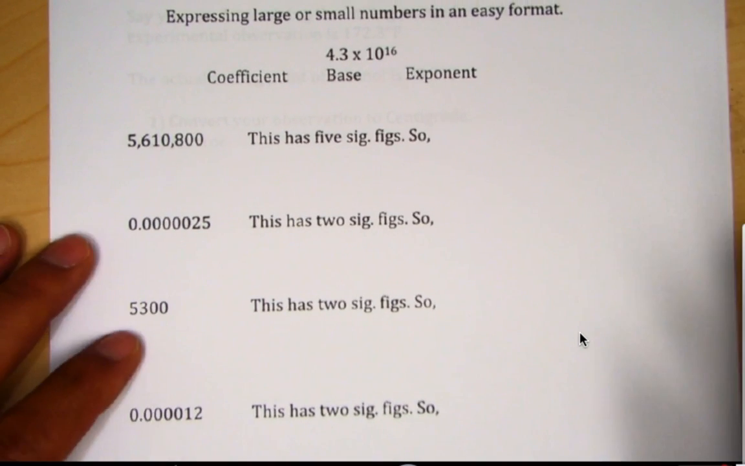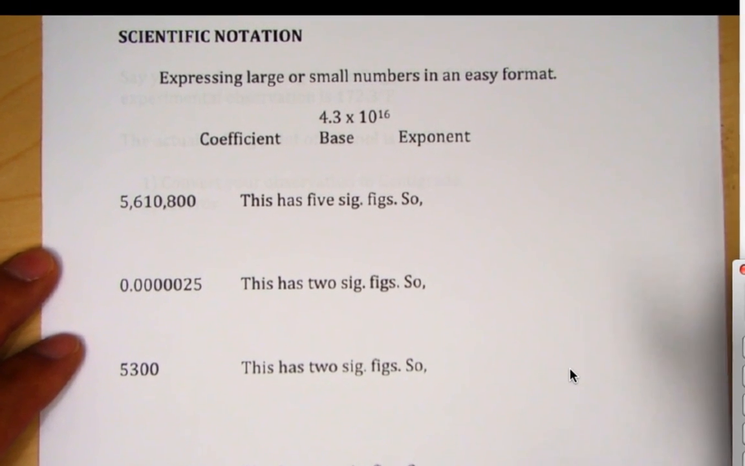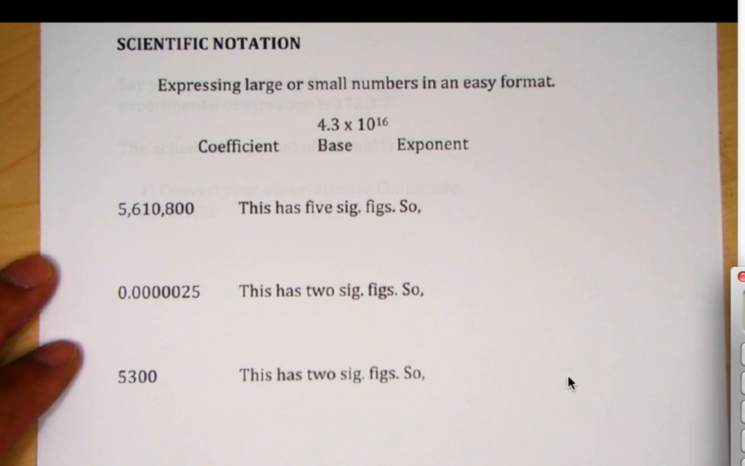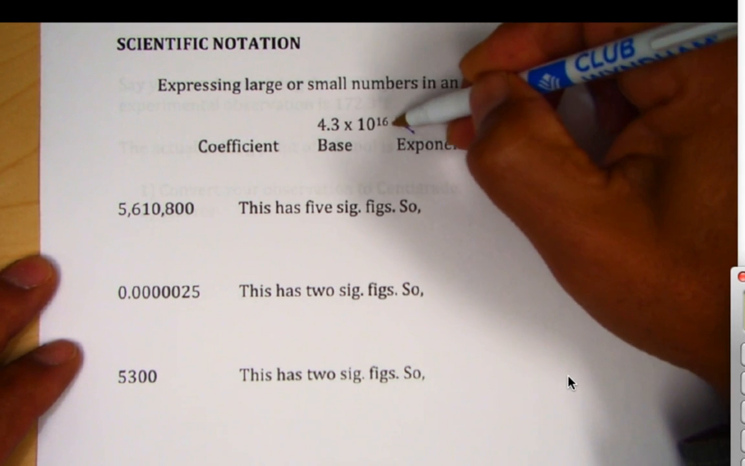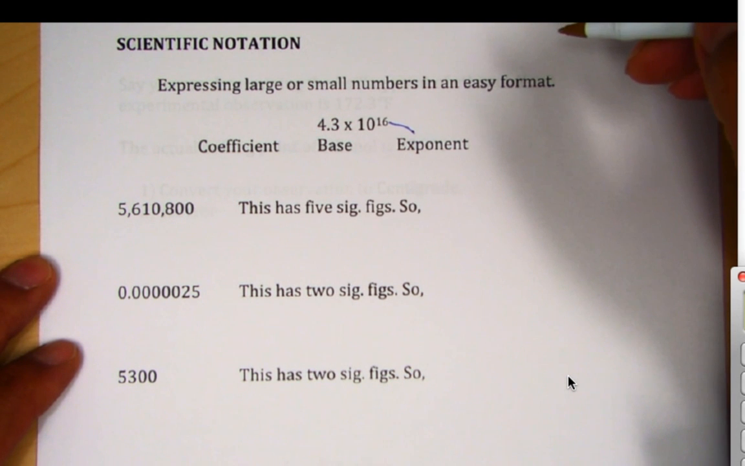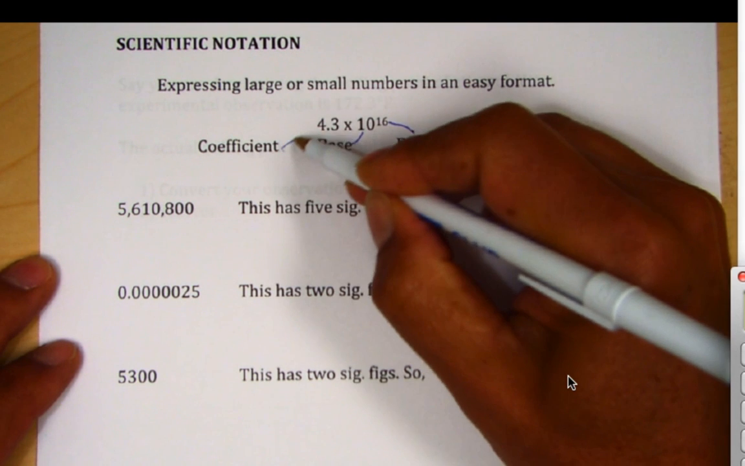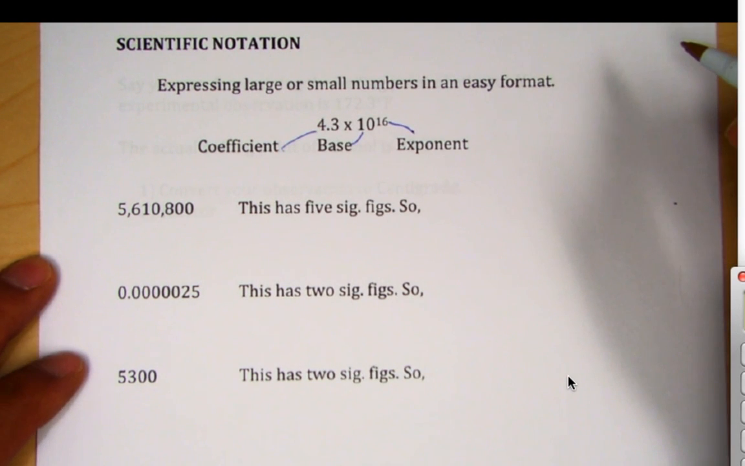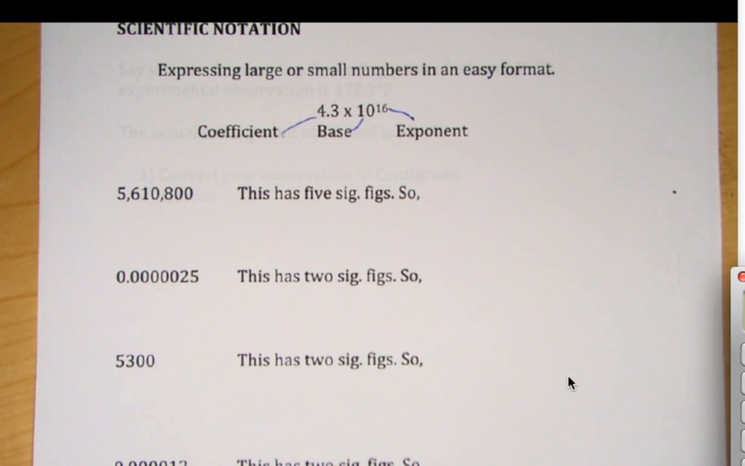Now, scientific notation, right? So it's really a way of expressing big numbers or small numbers in an easy format, right? And so there are several components. The exponent is the small number there. The base would be this number here, and the coefficient is this first number there. Now let's convert these numbers into scientific notation, right?